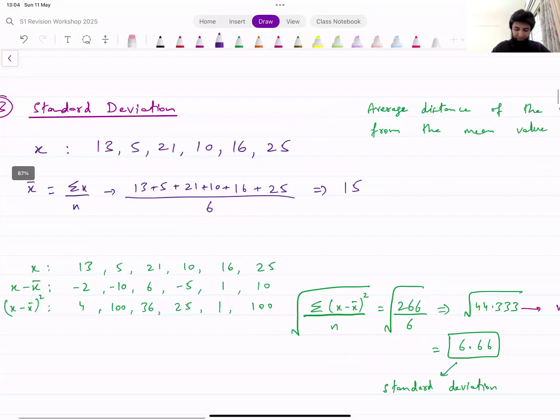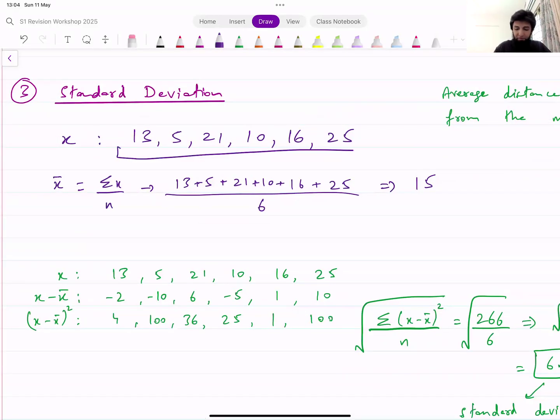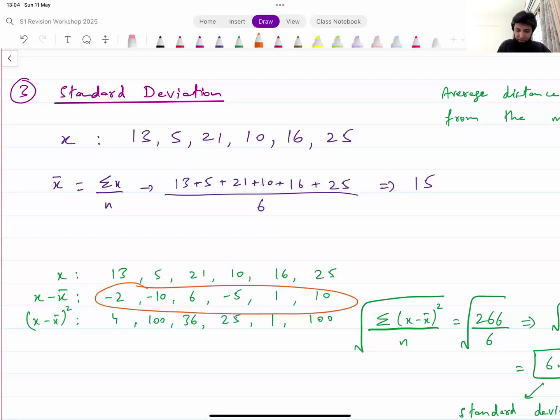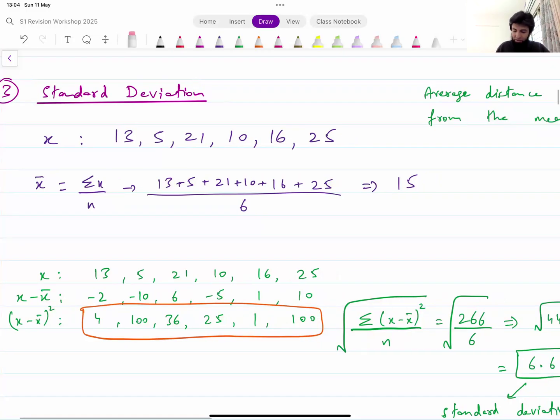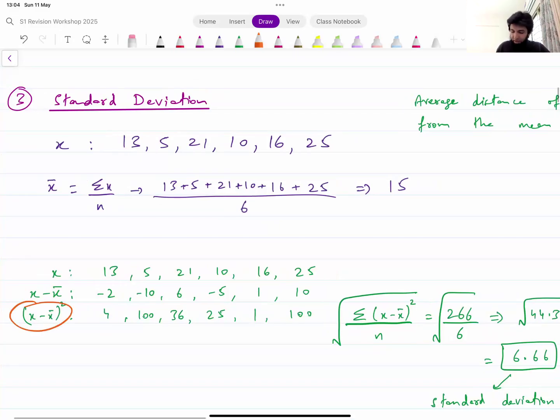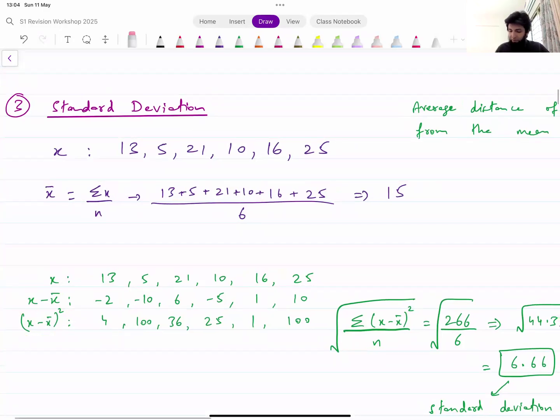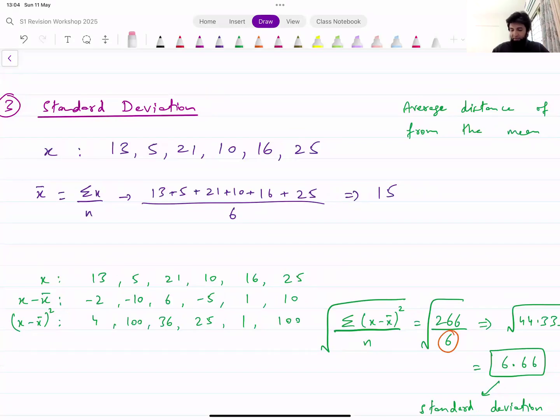Now, how is it calculated? Let's say you've got a set of values of x, 13, 5, 21, and so on. You find the mean first of all. Mean is 15. Now, one way to calculate standard deviation is this: from each x value, you subtract the mean. So you find x minus x bar, and then you square those values, add them up together, sum of all of these values. We say that's sigma x minus x bar whole squared. That's going to be your numerator. And in the denominator, you have n, which is 6 values in this case. Take the square root of that, and that gives the standard deviation.